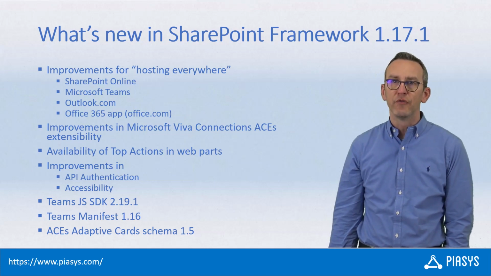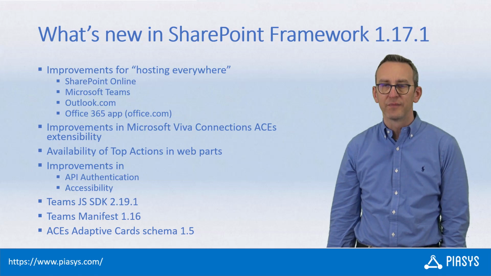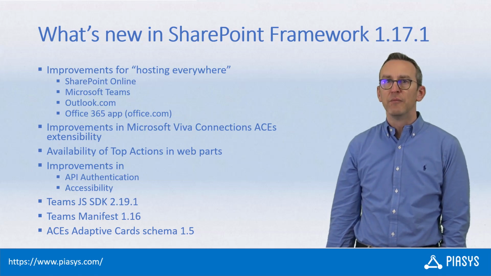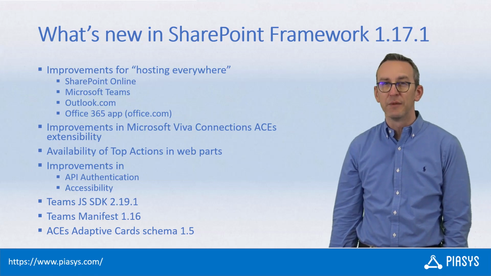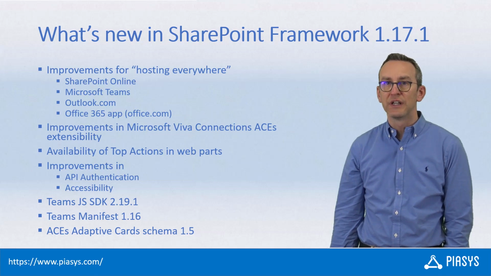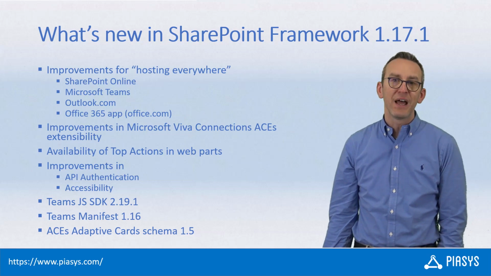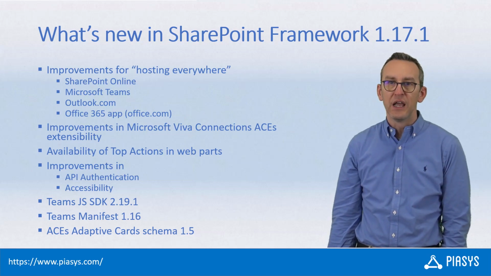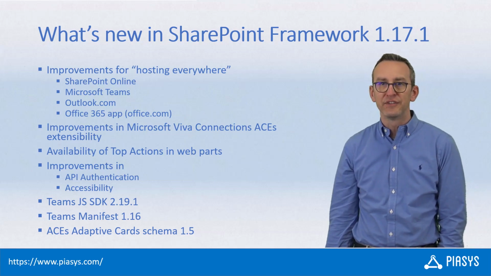There are also improvements for the adaptive card extensions, as well as the final release of the top actions for web parts. There is also some improvement in the area of accessibility and of authentication for consuming external APIs. There is support for Teams.js SDK version 2.19.1. There is support for the Teams Manifest version 1.16. And last but not least, support for the Adaptive Card Schema version 1.5 in the ACEs development.